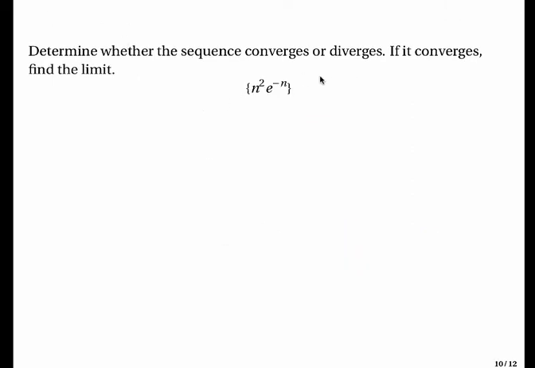So for this example, we have the sequence n squared e to the minus n. So our a_n is n squared e to the minus n. And this one is equal to n squared over e to the n.